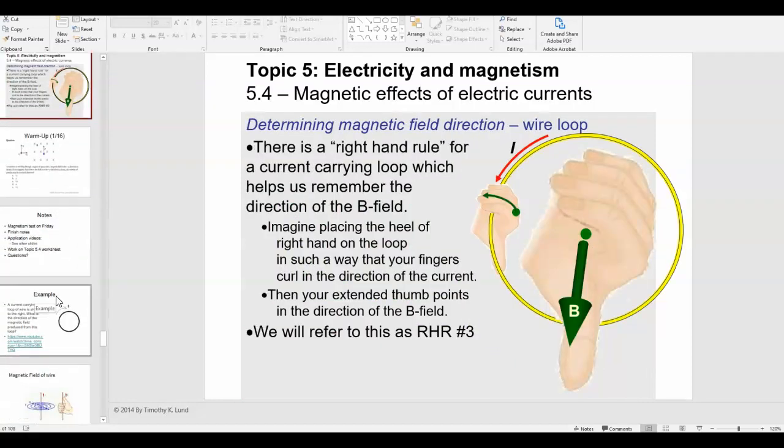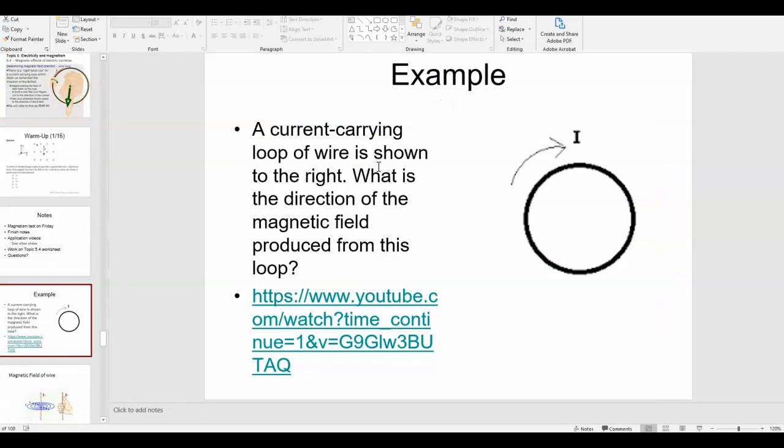Okay, so that is right-hand rule number 3. A current-carrying loop of wire is sent to the right. What is the direction of the magnetic field produced from this loop? Okay, if you make your fingers curl with the current, like it says to do in right-hand rule number 3, if they are curling clockwise, then your thumb should be pointing into the page.